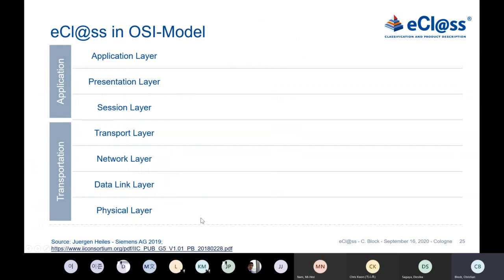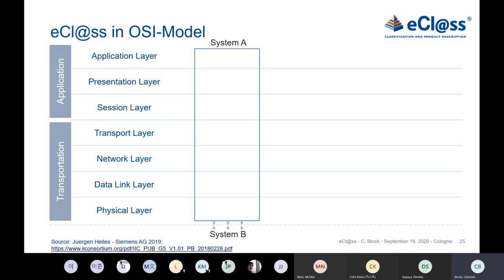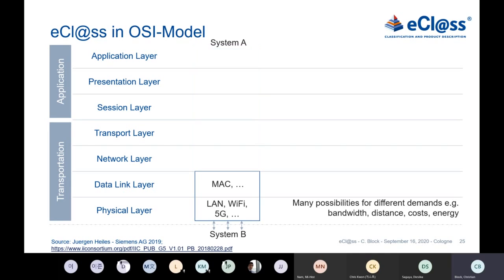So coming a little bit more to data exchange and where ECLASS is used. If we have several systems, system A and B, we exchange data on several layers. So we have transportation and application layer. Maybe you know this OSI model. So we have different layers to bridge. We can do it proprietary. Okay, that's fine, but then we are not interoperable with other systems.